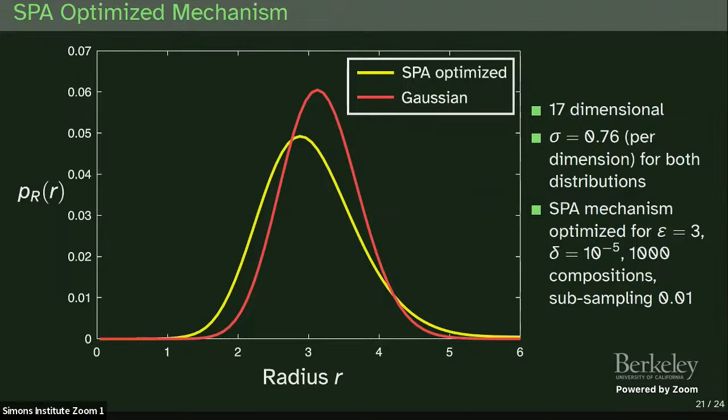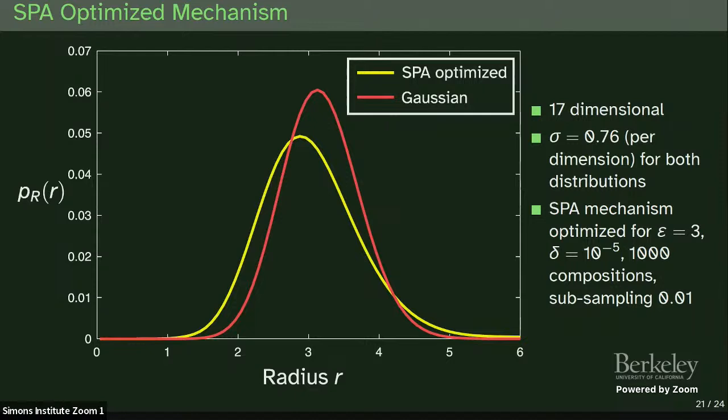So this is the distribution of just the radius of the distribution. So the yellow is the optimized one, the red is just Gaussian. You can see they're not that different, but this is reshaping this thing a little bit. And then I guess this is with the 17-dimensional noise.